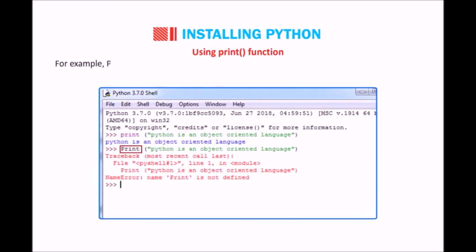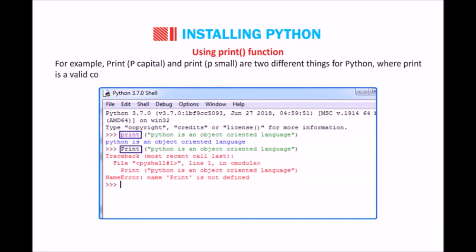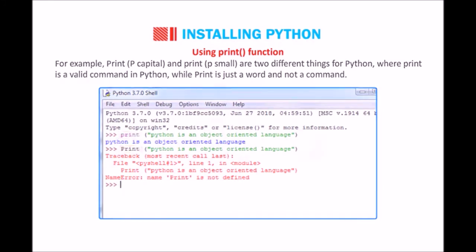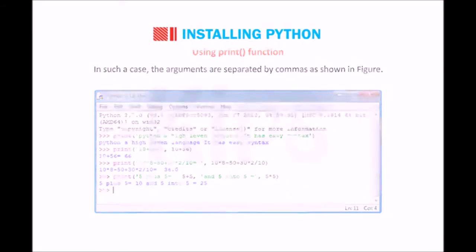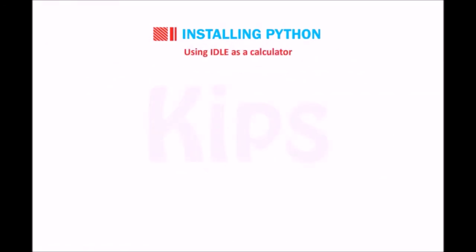For example, print with capital P and print with small p are two different things for Python, where print is a valid command in Python, while Print is just a word and not a command. We can also pass more than one argument to the print main function. In such a case, the arguments are separated by commas as shown in figures.